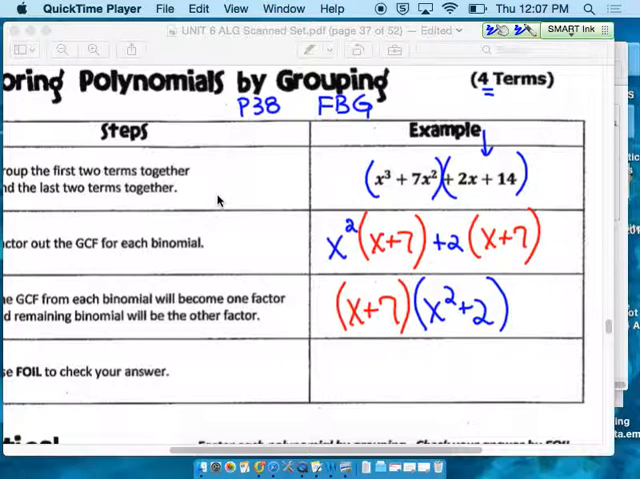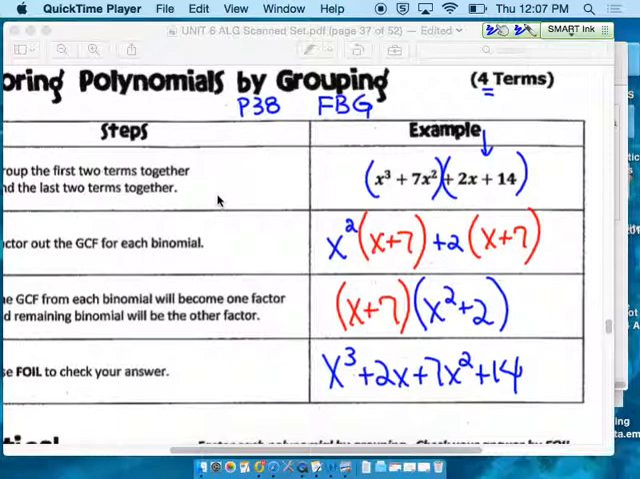You can multiply through to verify that it works. So x times x squared, and then x times 2, and then I have 7x squared, and then 7 times 2 is 14, which is exactly what I started with, but I would rearrange it so that all of the powers are in order.